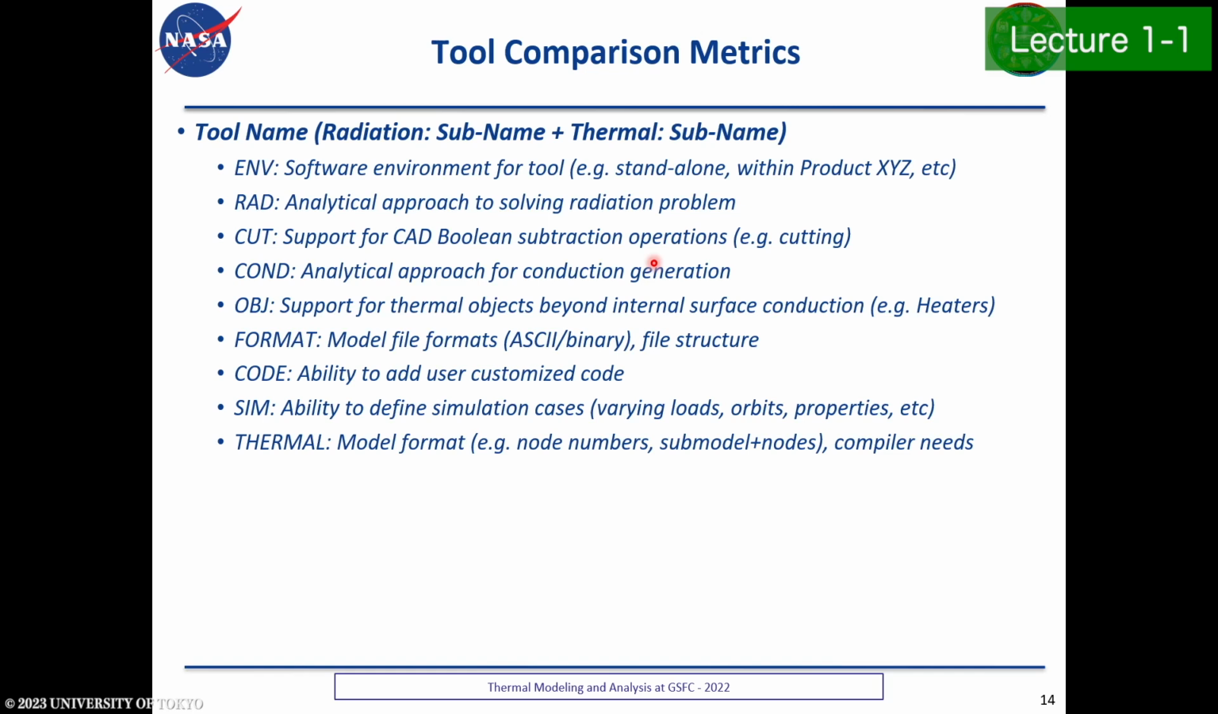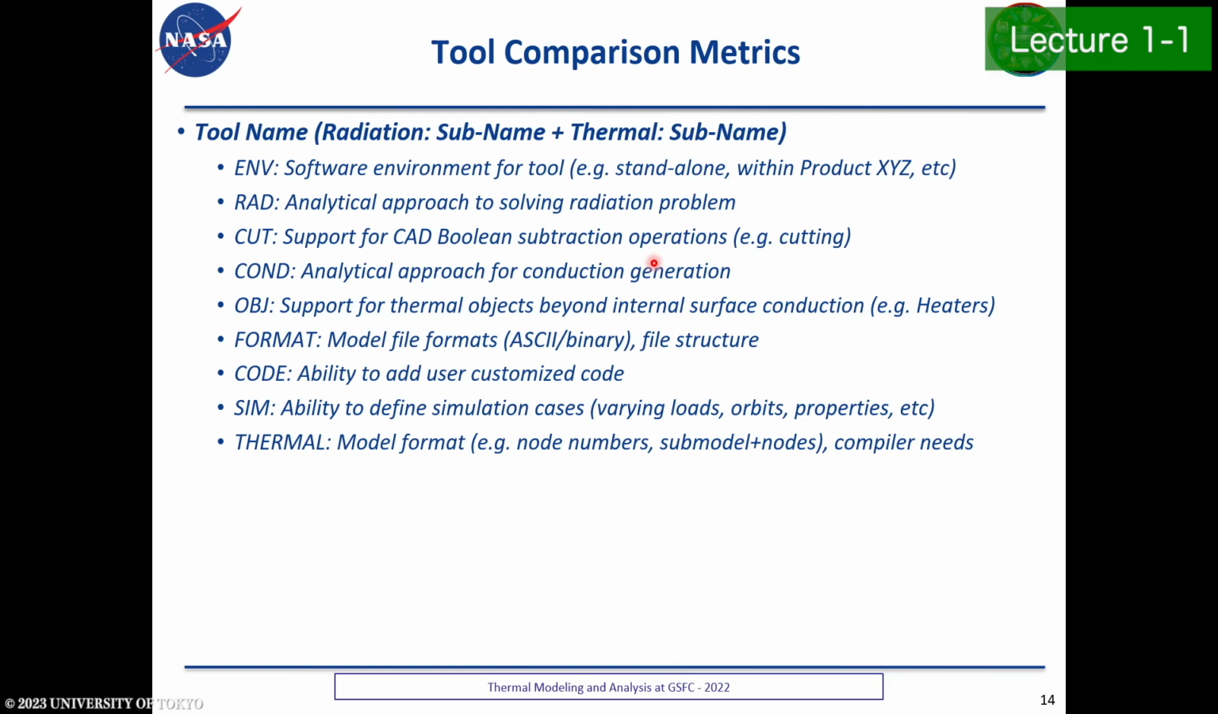So I did give a kind of compare and contrast of what each of the tools does, looking at what the similarities and common things between them are. What's the environment? Is it standalone or does it plug into something else? How do they solve radiation? Do they support Boolean operations, which is one of the big strengths of Thermica and Esotan, that they can cut one surface with another and handle the radiation there? How do they handle conduction generation? What do they do for different types of objects besides surfaces: heaters, contact interfaces, heat loads, things like that?